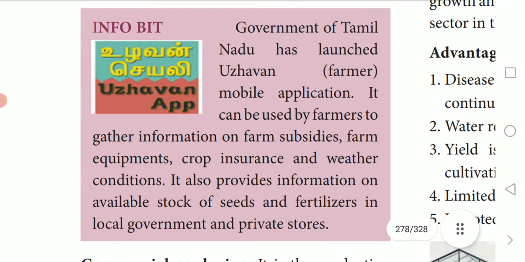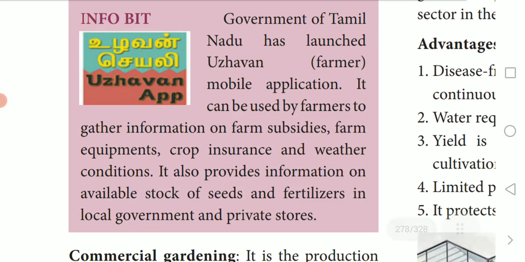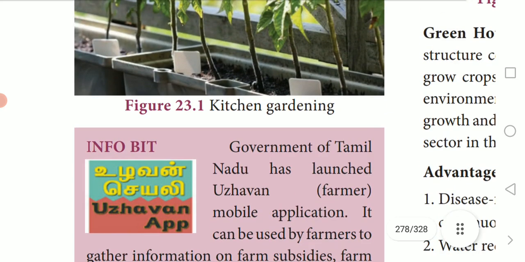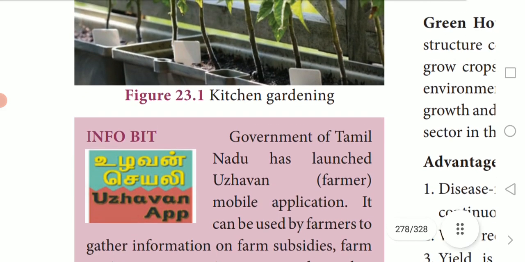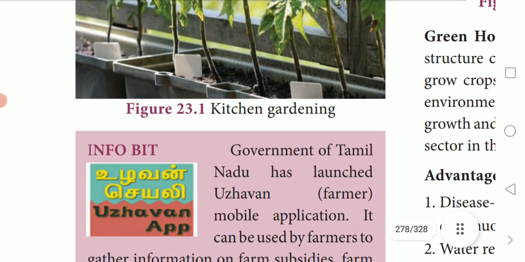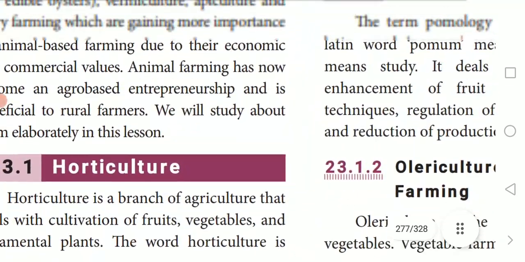All these things, you can get this information from the Uzhavan mobile application. This is the type of app that you can use on your mobile itself. This is important information we went through today. We saw what pomology is, the types of pomology, and also what horticulture is. Just go through whatever we saw today.